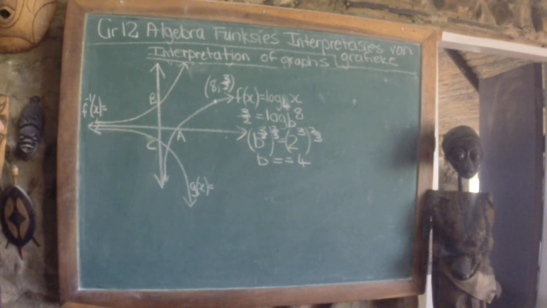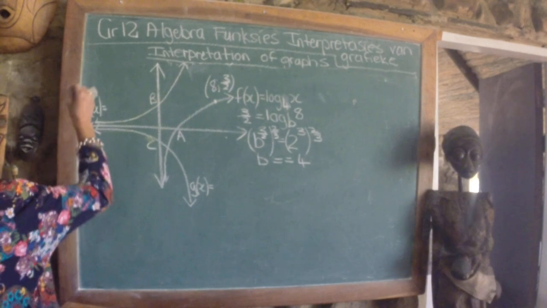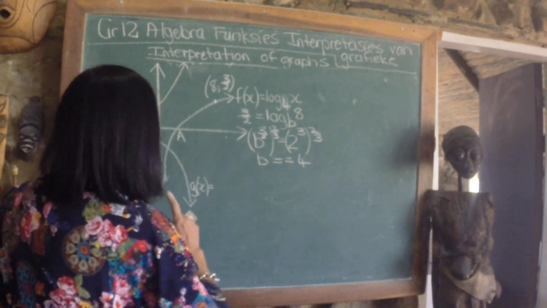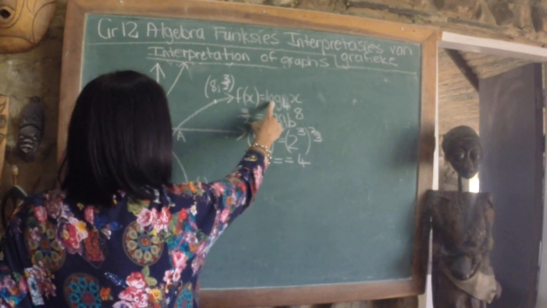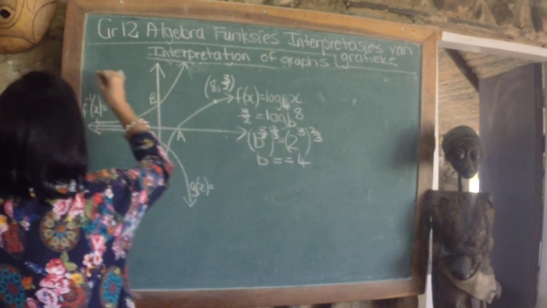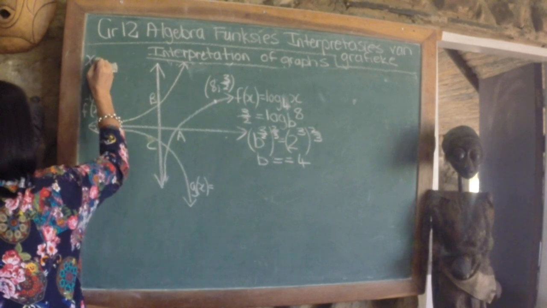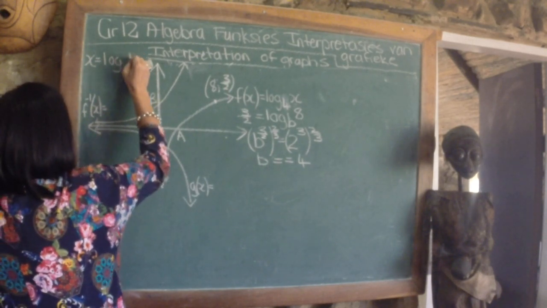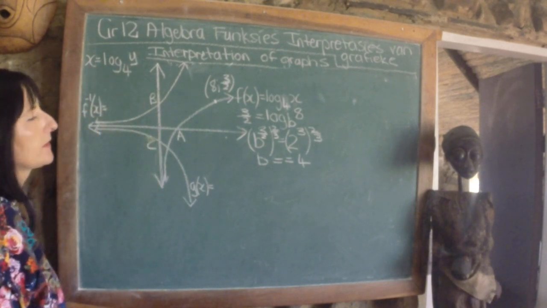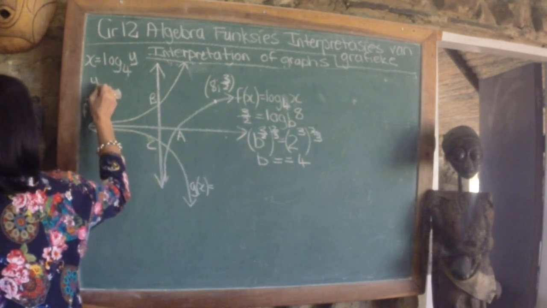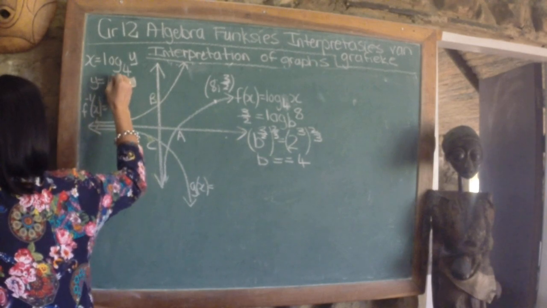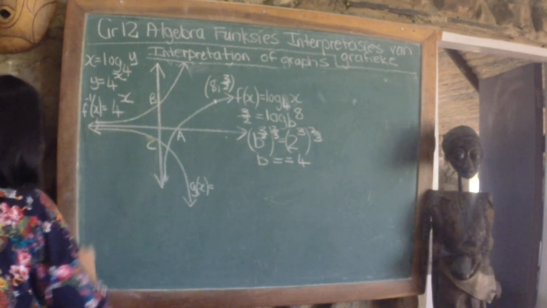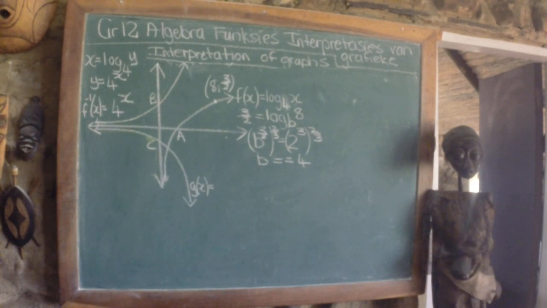If we go to the inverse function, then we take fx and we switch the x and the y values. So in plaas van y is gelyk aan log 4x, word dit nou x is gelyk aan log 4y. And if we rewrite it in the other form, it's y equals 4 to the power of x. So my inverse funksie se naam is 4 tot die mag x.